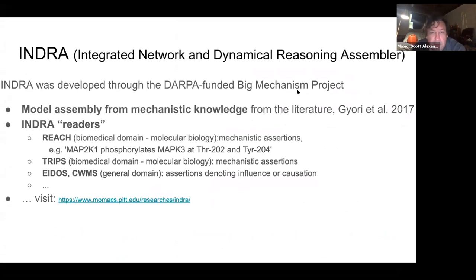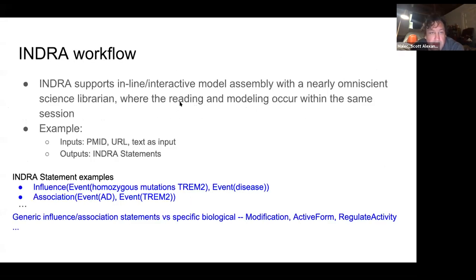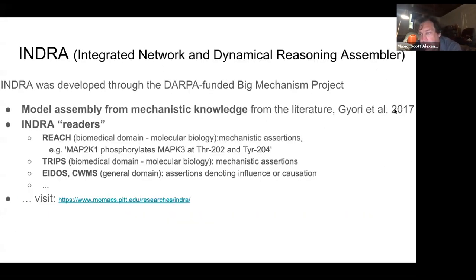Another machine reader is INDRA, the Integrated Network and Dynamical Reasoning Assembler. This was funded by DARPA, by the Big Mechanism Project. There's a link to a paper by Benjamin Gyori, 2017, that is in the bib. INDRA, unlike SEMrep, is a more modular project. You can switch out what the readers are, and it has a different purpose and workflow than SEMrep.